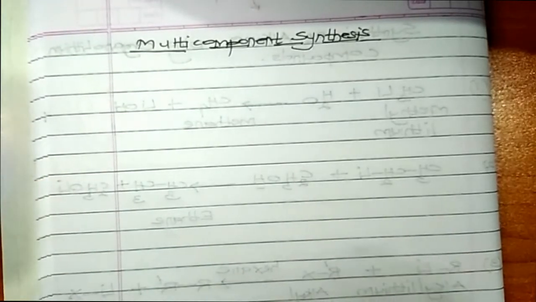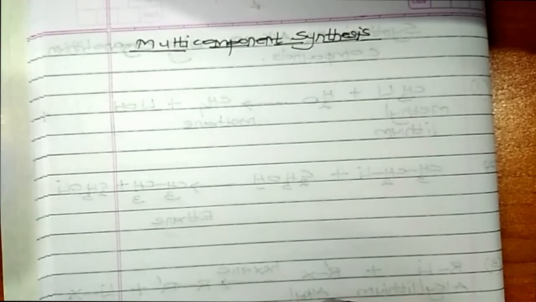In the earlier videos which I have uploaded on YouTube, you have seen what a linear synthesis is and you are familiar with a convergent synthesis. Your syllabus also has one more type of synthesis which is called multi-component synthesis. Today, we will see exactly what multi-component synthesis is. We will take one simple example, and in the next video, we will have one more example.